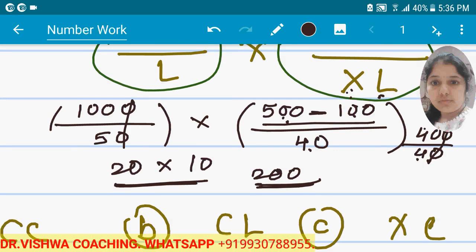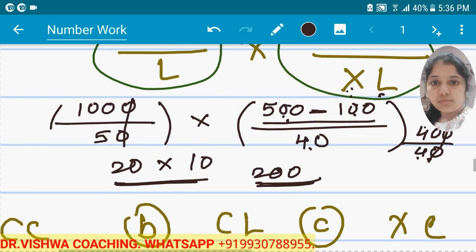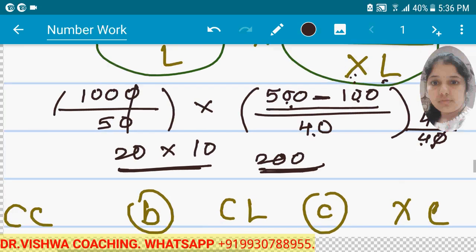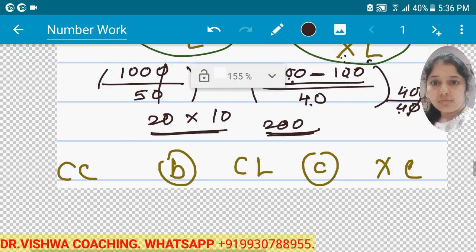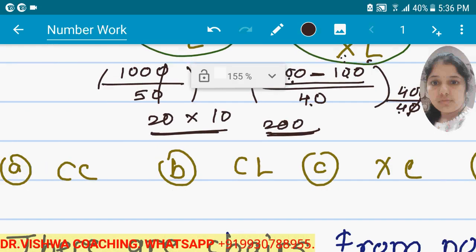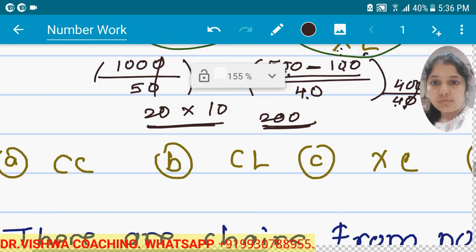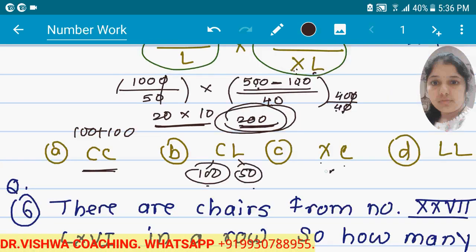Now your answers are given in Roman numerals. Okay, so which number represents 200 here? CC means 100 plus 100. CL means C represents 100 and L represents 50, but we cannot write like this. XC again represents 90 and LL represents 50 plus 50, 100, but we don't write 100 like LL. Okay, so your answer is A, CC means 200.